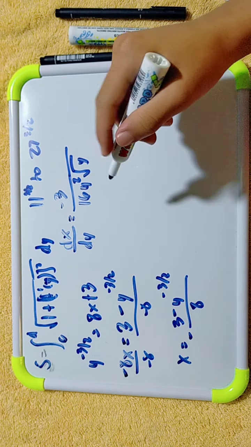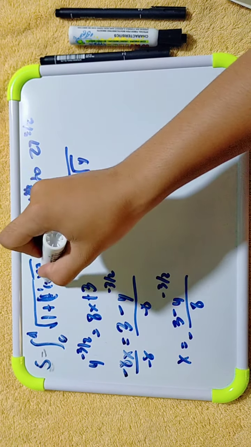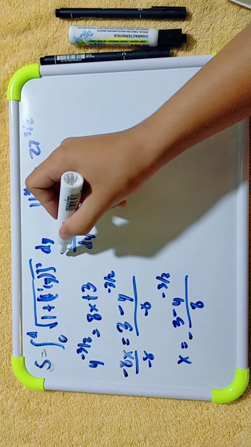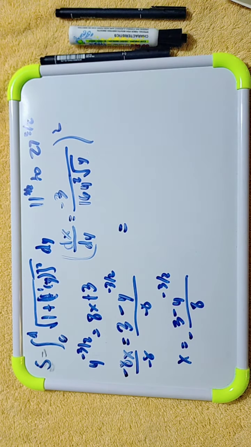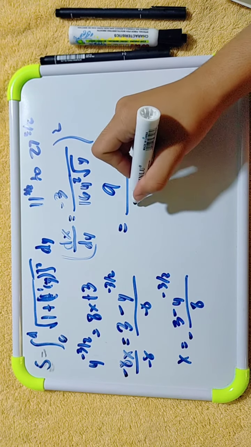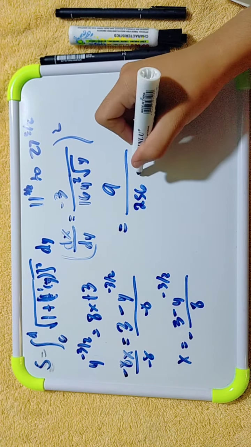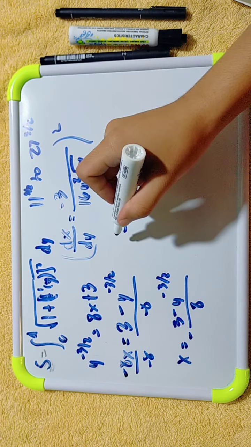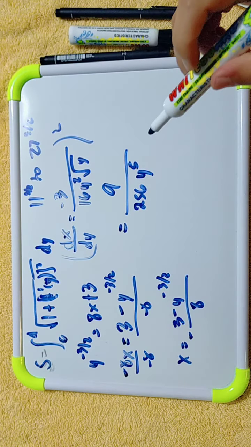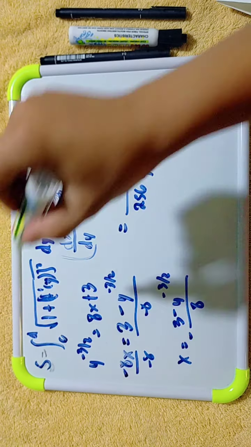So, the next thing we will do is square it to get the exact value. So, we just square it. So, the answer is 9 all over 256 and then y raised to 5. So, we got our f prime of y squared. Then, we just substitute the values into our equation.